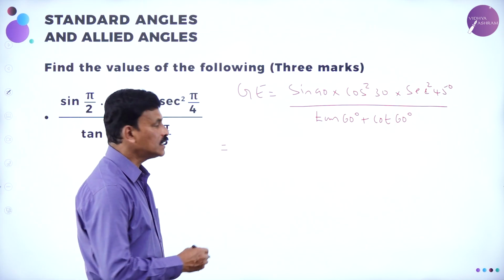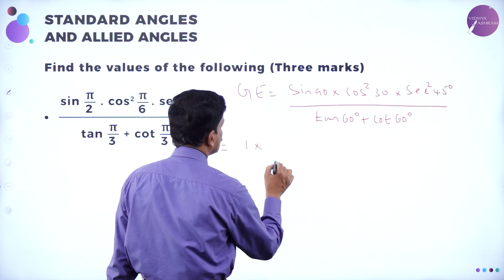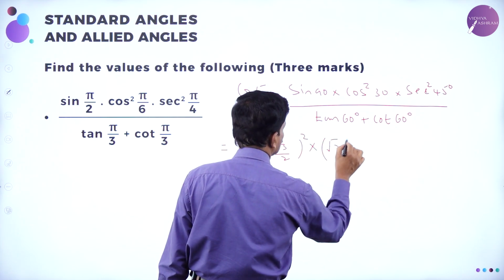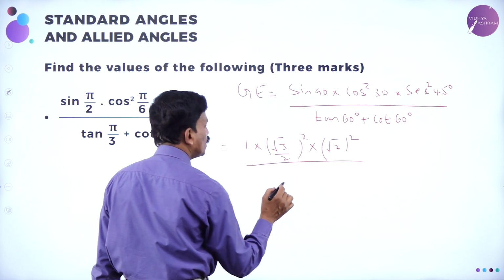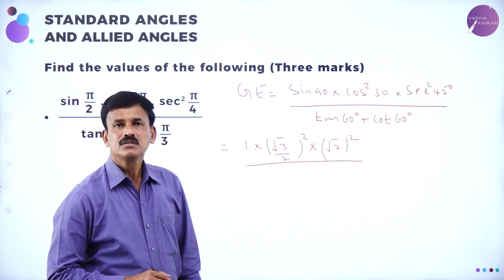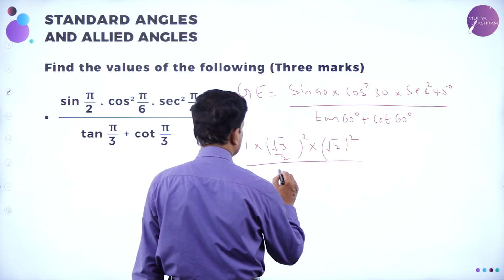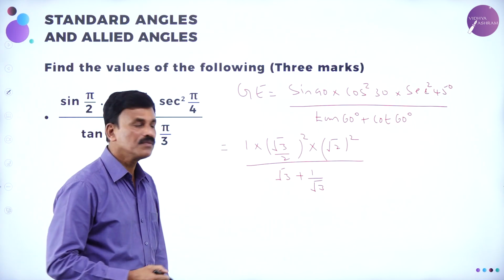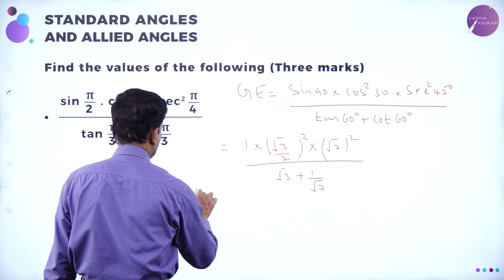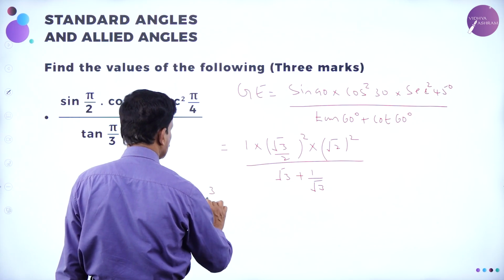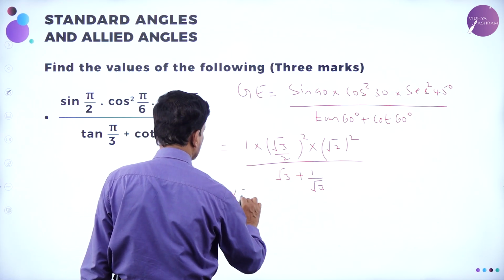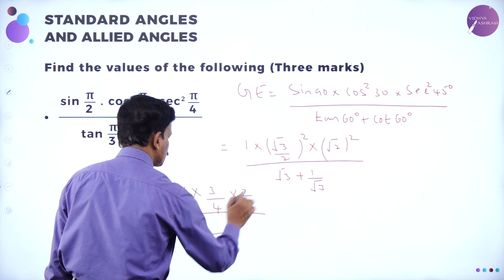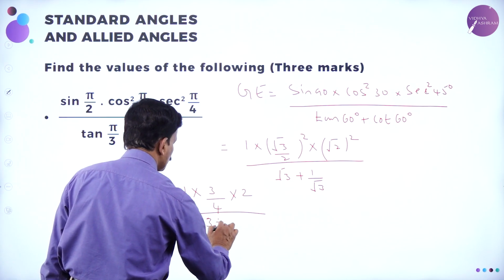Sin 90 is 1, into cos 30. Cos 30 is root 3 by 2 whole square, into secant 45 is root 2 whole square, divided by tan 60 and cot 60. Tan 60 is root 3 plus cot 60 is 1 by root 3. Now simplify this. What is this equal to? 1 into root 3 whole square is 3 divided by 4, into root 2 whole square, the square root gets cancelled, 2, divided by, take LCM, root 3 is the LCM. Root 3 into root 3 is root 9, square root of 9 is 3, plus 1.